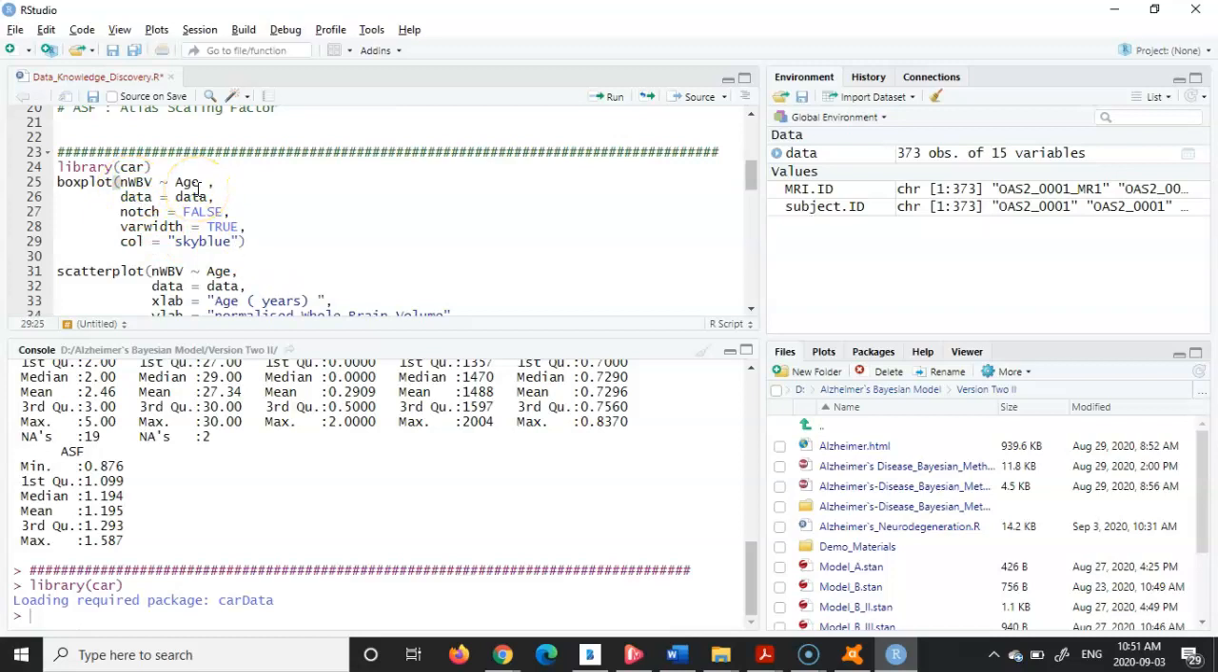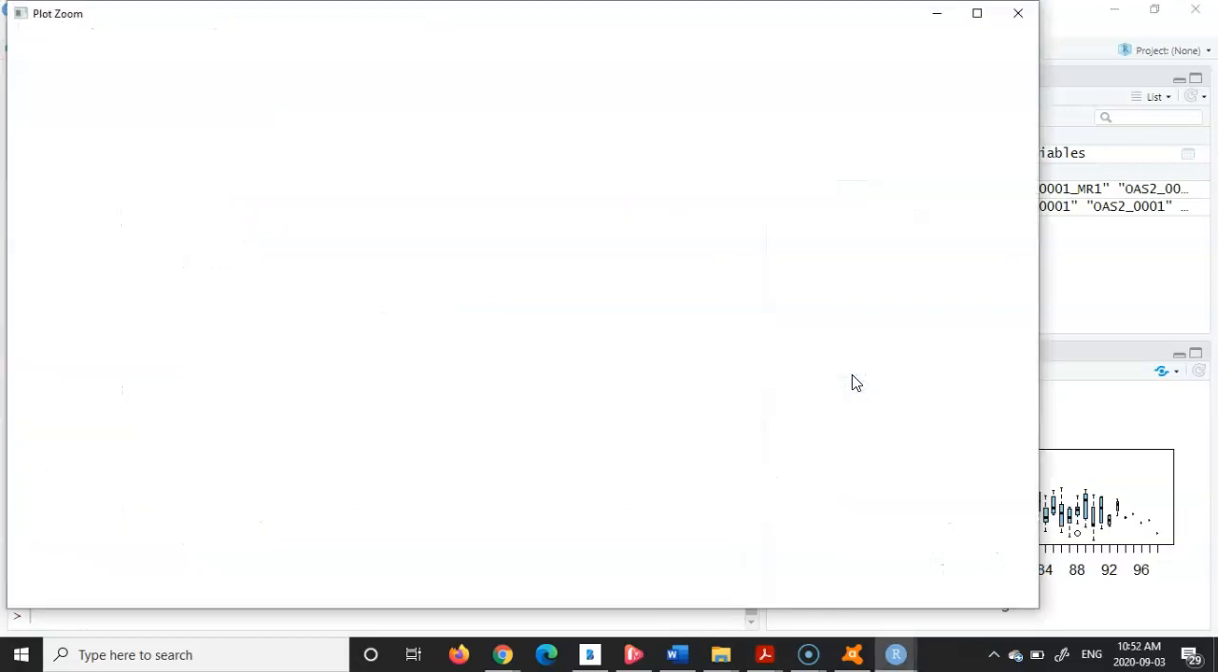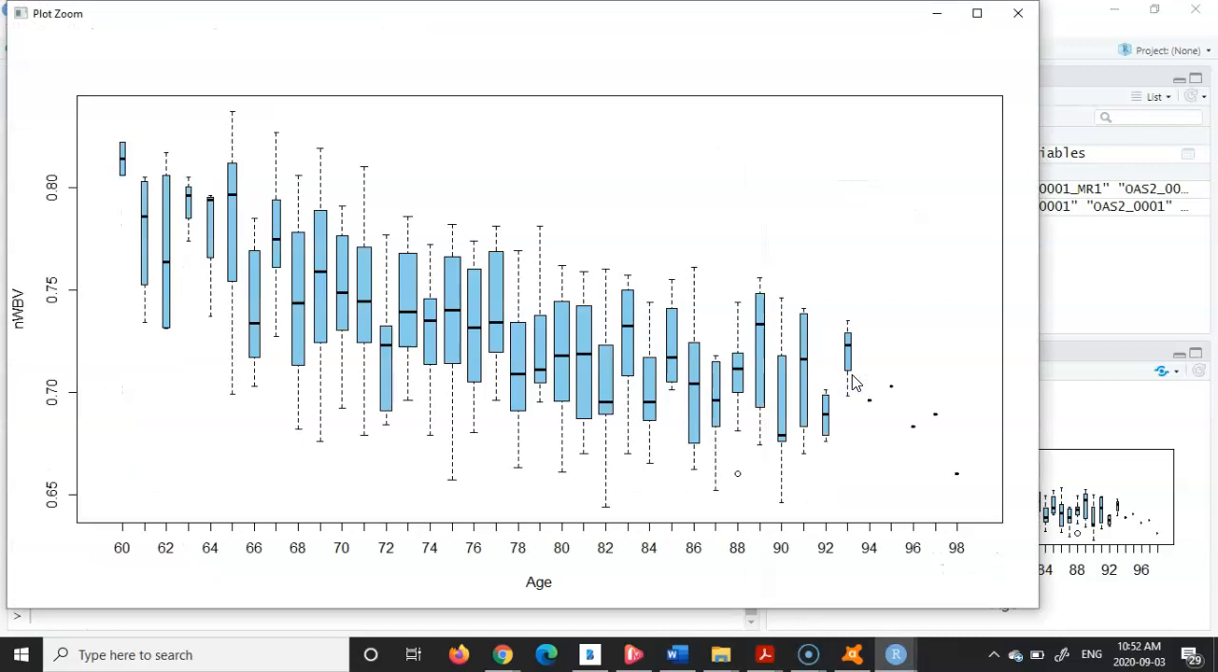Because if you remember from the introduction of this tutorial, the plan that we have in mind is to have a model which predicts and models the brain volume changes with respect to time and age, and that's why the box plot is denoted as a formula like that. And I'm going to execute the line to see how the box plot looks. I'm going to zoom on the data. You see the normalized whole brain volume with respect to the age, how it changes. You see from the average how the things change.